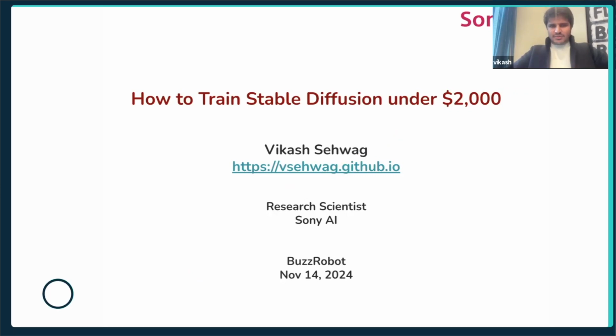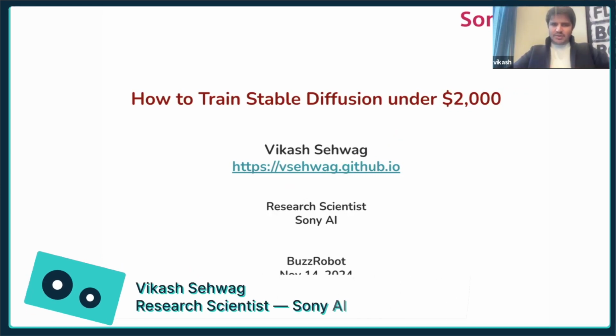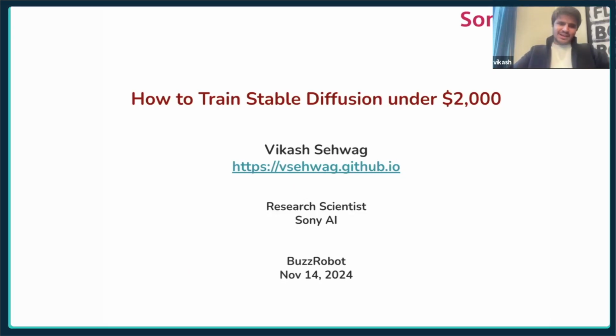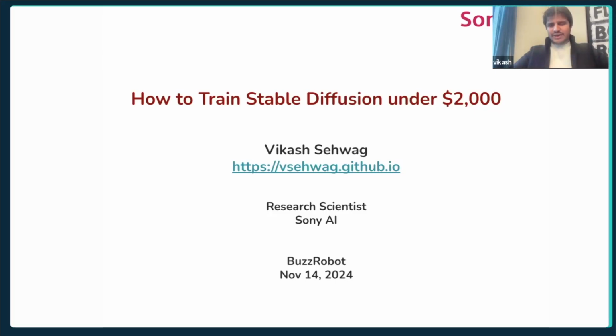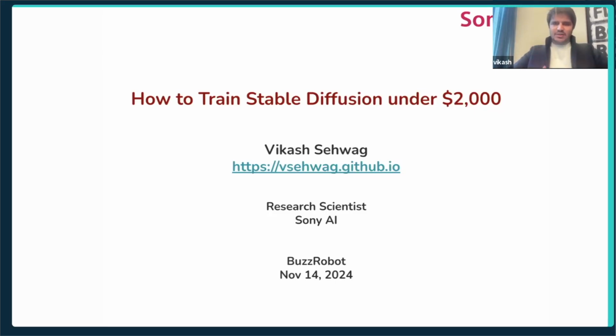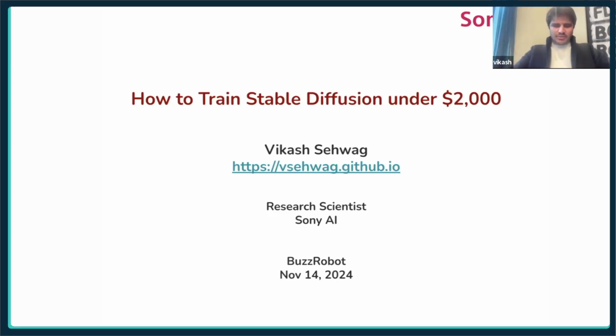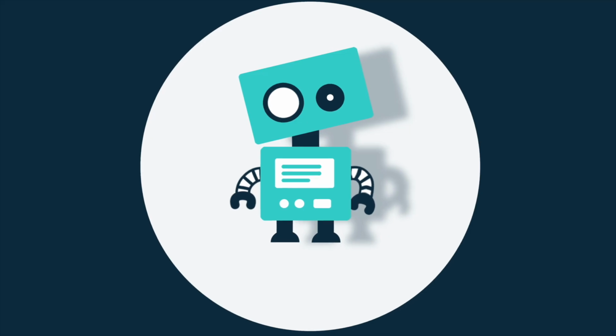The talk will focus on the topic of how can we train stable diffusion models under $2,000. I'll explain the reasoning on how we ended up with this number. But overall, I hope that you'll perceive it as how do you train these models under a very low budget. I'll explain quantitatively also in a minute.